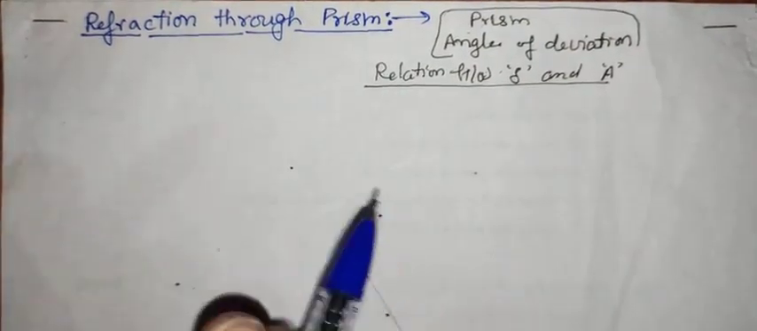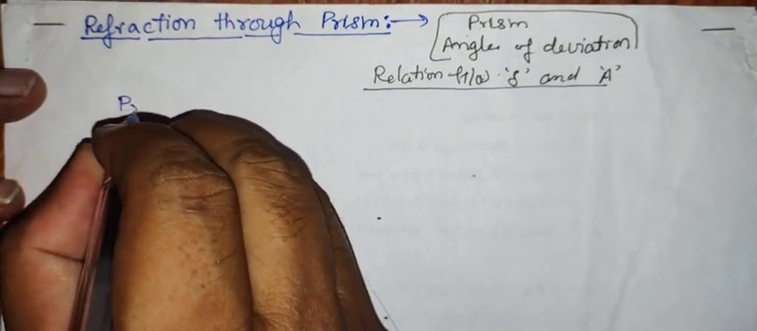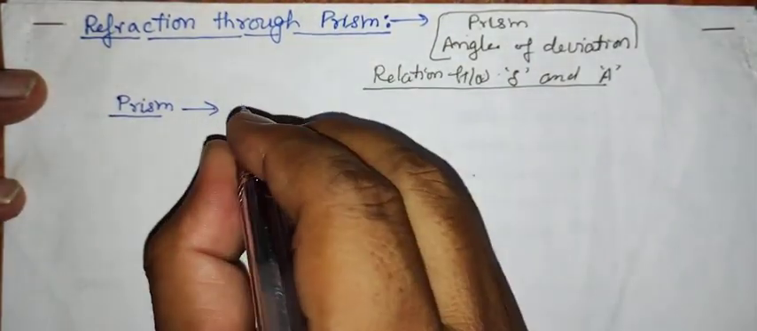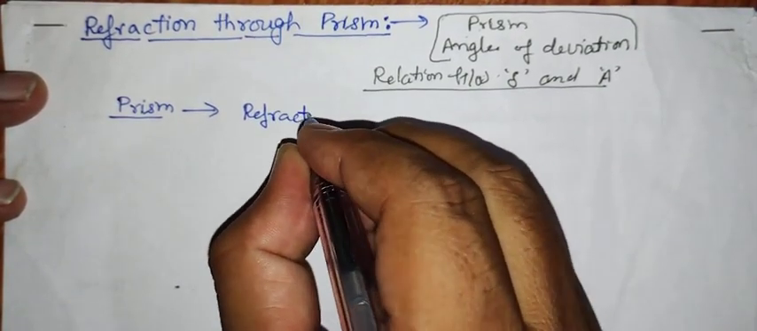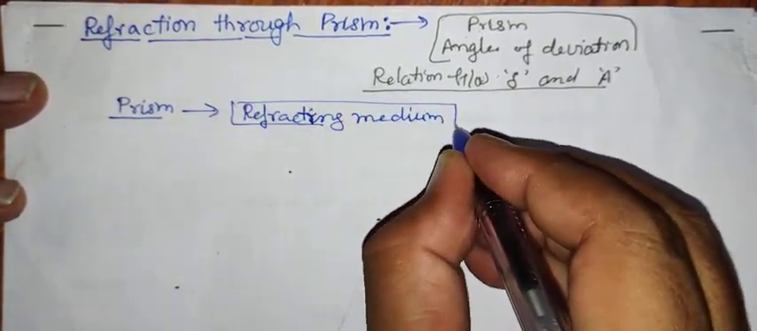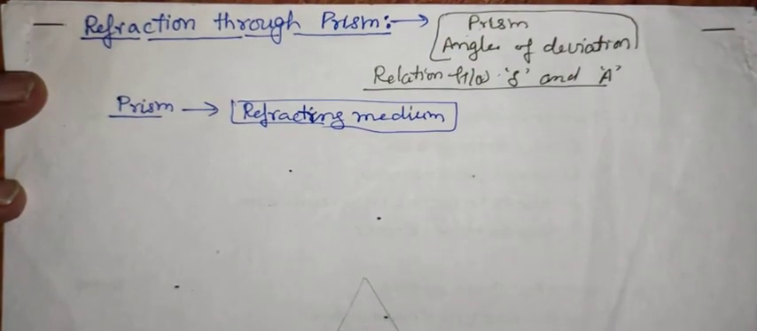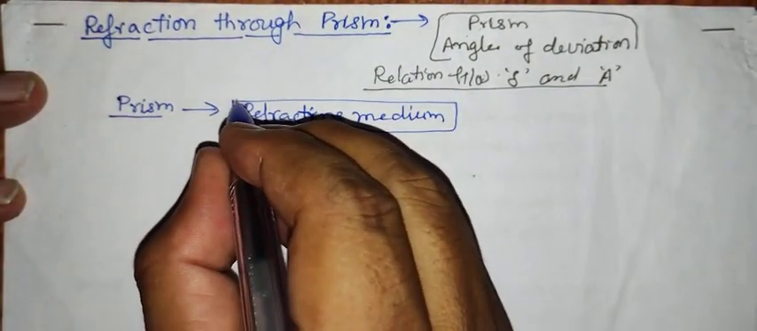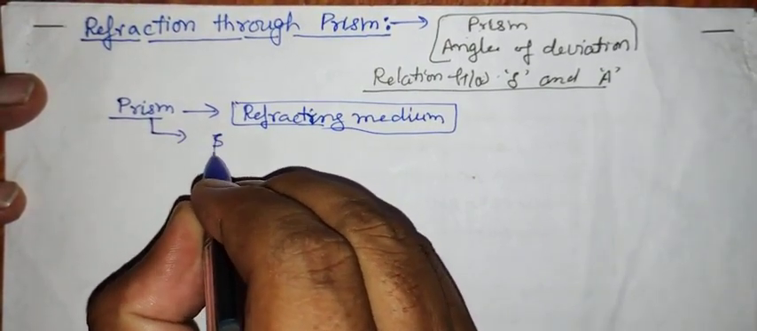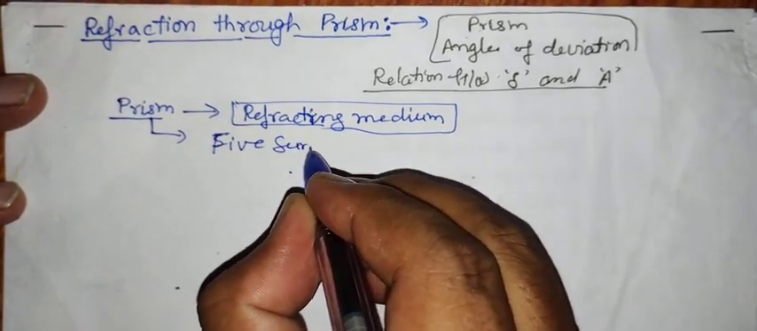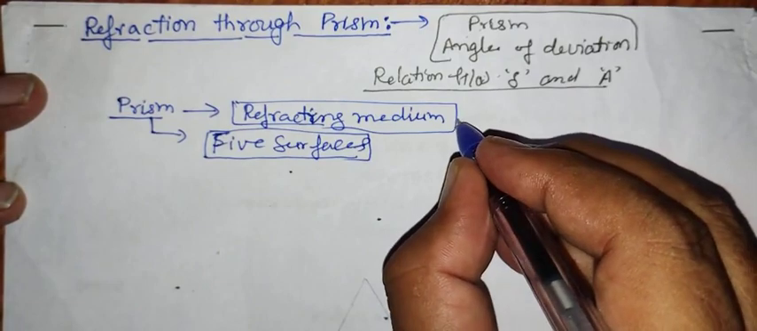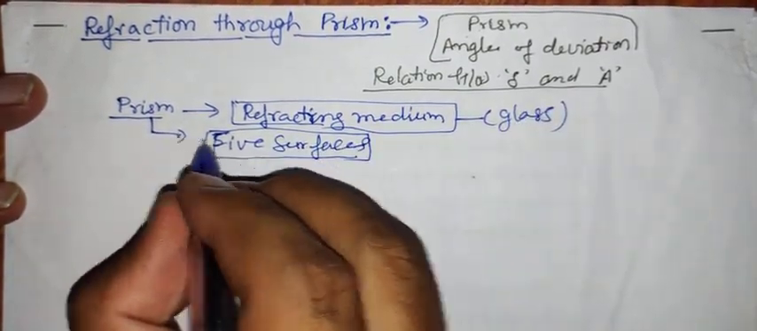So first of all, see in this whole program what is the prism. Prism is also the same as a glass. It is a refracting medium, just like a glass, lens, etc. The speciality of a prism is it has 5 surfaces. A prism is a refracting medium made up of glass, and it has 5 surfaces.